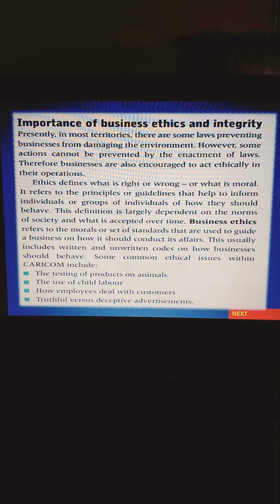All right. Business ethics, on the other hand, refers to the morals or set of standards that are used to guide a business and how it should conduct its affairs. This usually includes written and unwritten codes on how businesses should behave. Some common ethical issues within business include the testing of products on animals, the use of child labor. You all know what child labor is, right? How employees deal with customers, and the truthfulness versus deceptive advertisement.